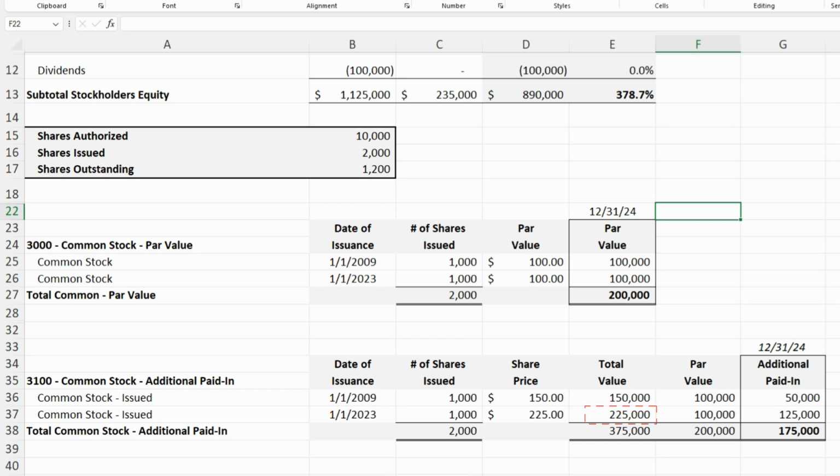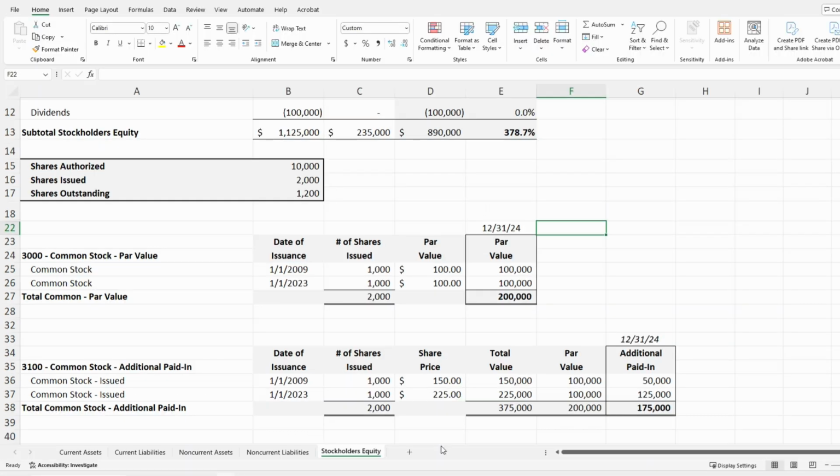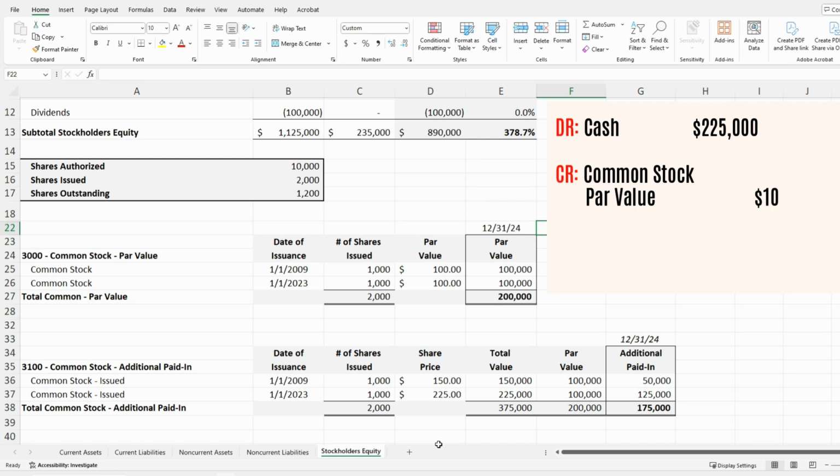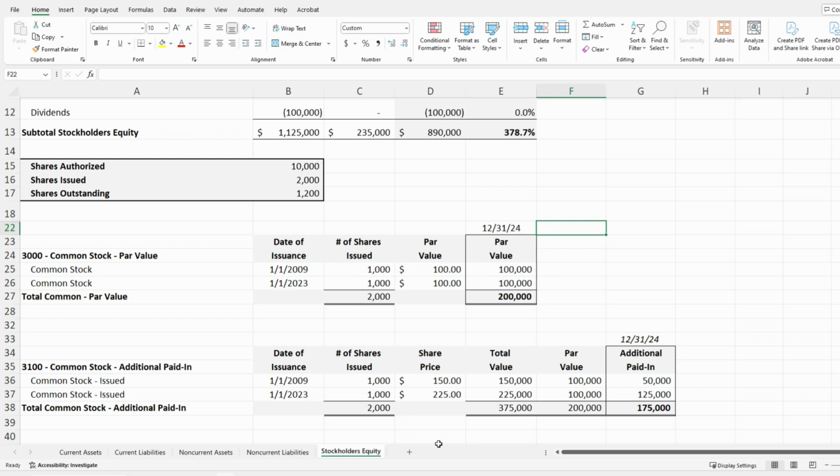The par value is still $100,000 for 1,000 shares, but the additional paid-in capital now is $125,000, the difference from the par value. The share price went up, we raised more money, and the difference is put in additional paid-in capital. So my journal entry in this situation is going to be debit cash, credit common stock par value $100,000, credit additional paid-in capital for $125,000. So as the price goes up when you're issuing shares, the more you're going to have in additional paid-in capital.